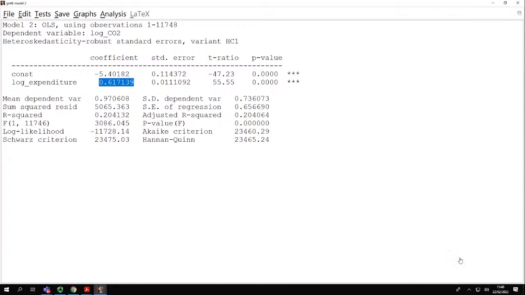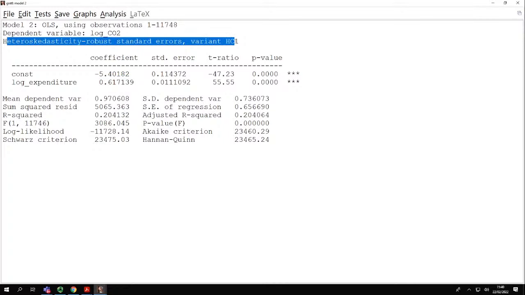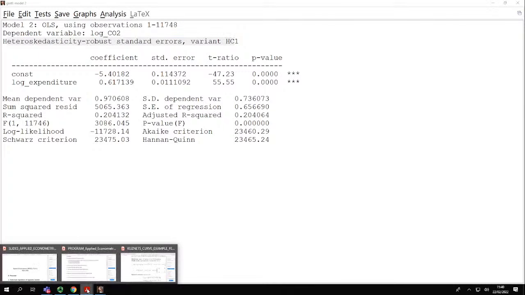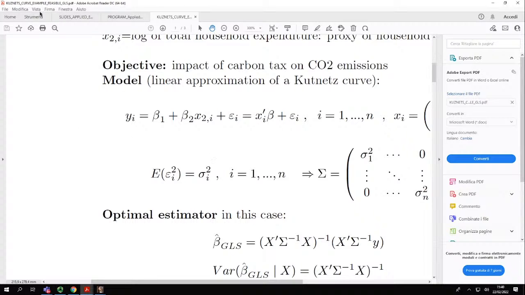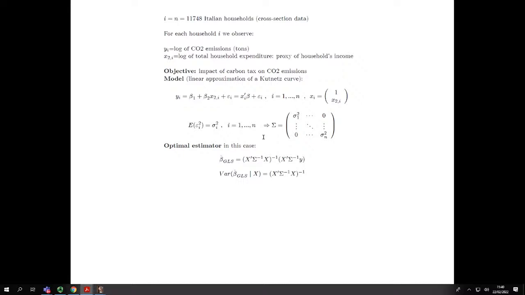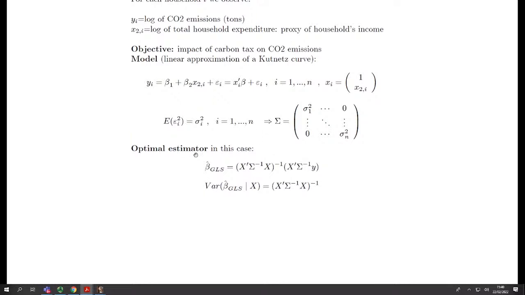Now, let me come back to the exercise today. I go full screen again. This is the inference that I do by robustifying the errors. I know that in this model the optimal estimator is the GLS, but I gave up and said, okay, I go for the OLS and I robustify the standard errors. But I know that the efficient one would be this object here.